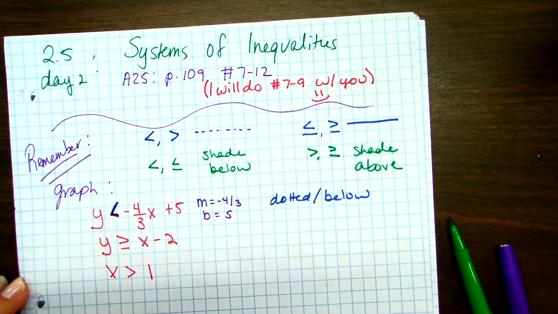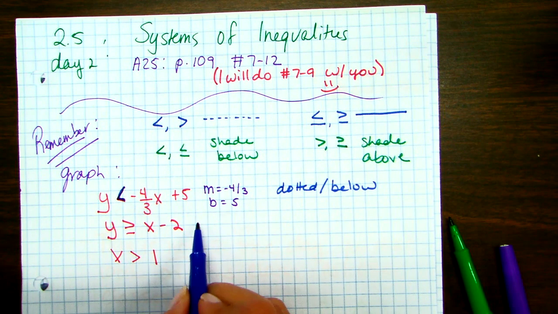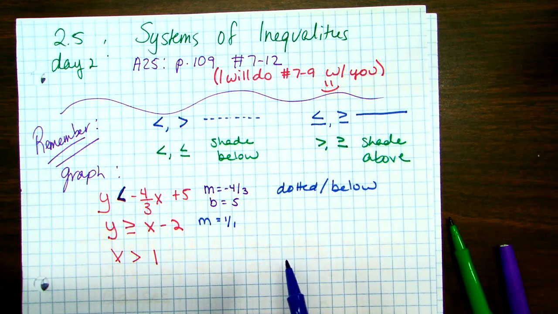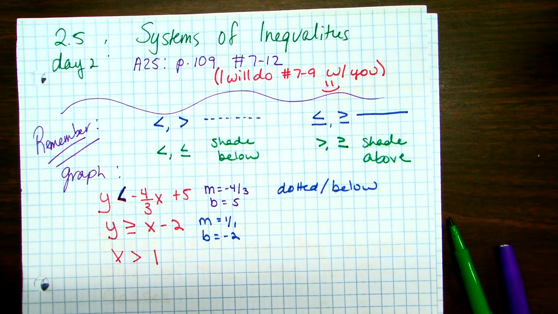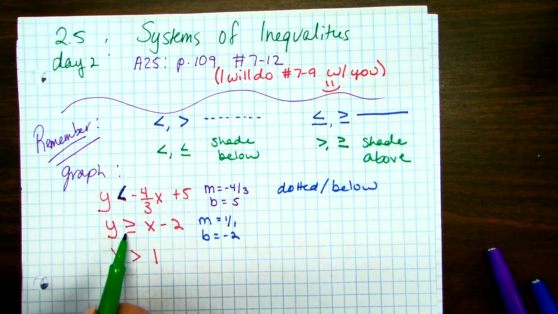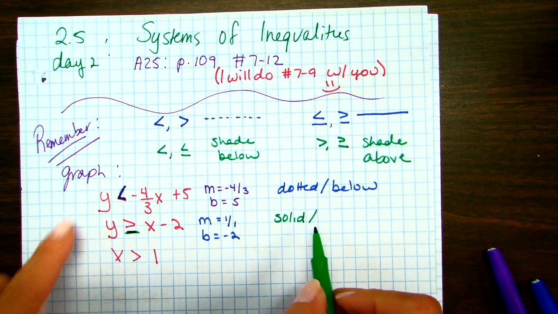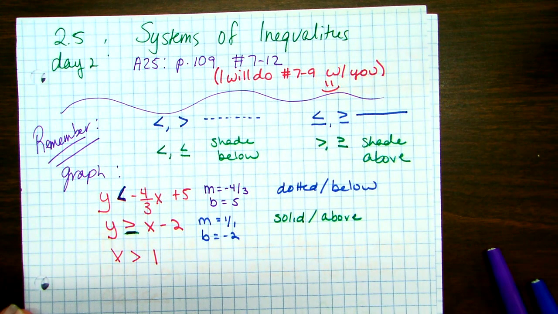This second one is already in slope-intercept form. Yay. We can identify M is 1, and we can make it a fraction by just putting a 1 under it, right? If you don't see a number in front of an X, it's a 1. Our y-intercept is -2. So this one would be solid, Paris, because see the solid line here? That's an indicator. It's going to be a solid line when we connect them. And it's greater than, so we shade above.